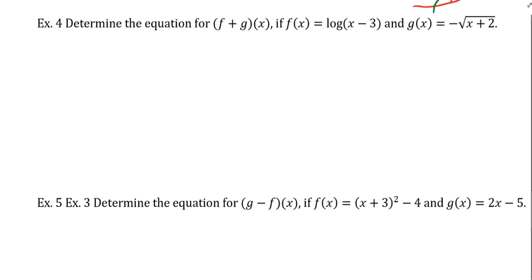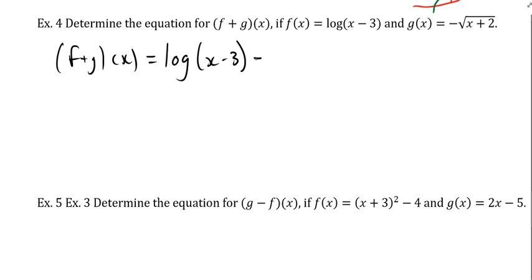Ooh, this one's a tricky one. So I have to add these two together. Log of x minus 3 plus negative square root of x plus 2. So log of x minus 3 plus negative, so minus the square root of x plus 2. How do I simplify that? You don't. We're done.